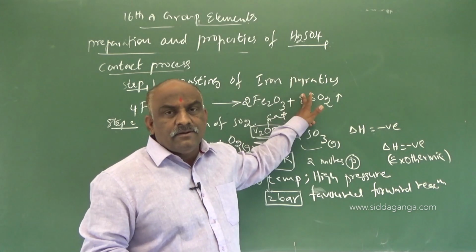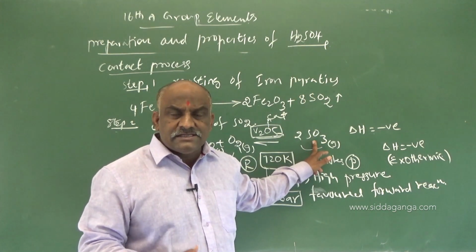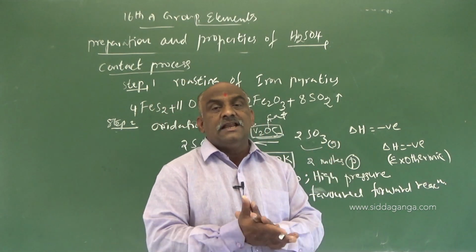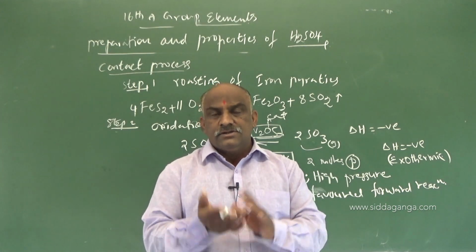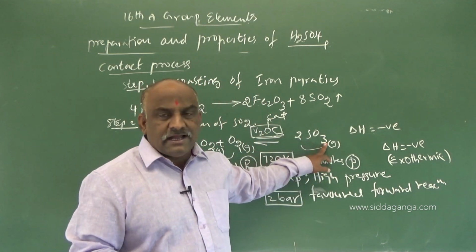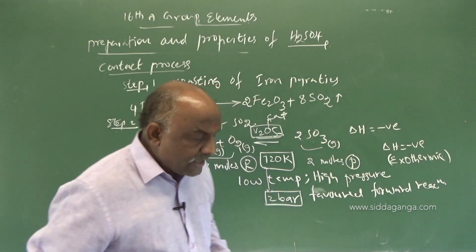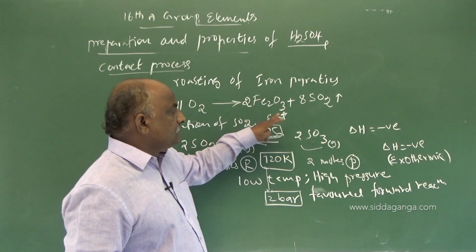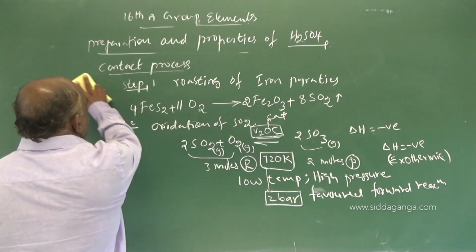In this method, step 2 gives sulfur trioxide. In which solution is the sulfur trioxide collected? Sulfur trioxide is collected in sulfuric acid. You take some sulfuric acid, and the liberated sulfur trioxide gas is collected in that sulfuric acid. So what happens in step 3? Make a note, my dear students, these 2 points are very important. So, followed by step 3.